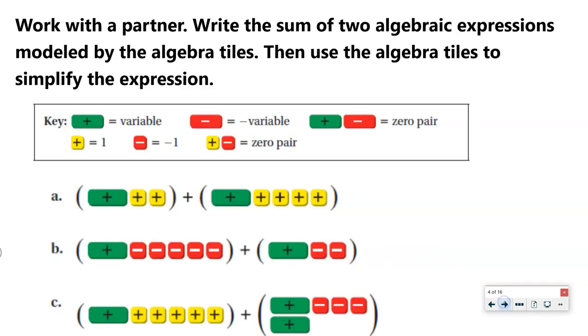All right, here we go. Moving forth. We're going to write the sum of 2 algebraic expressions modeled by algebra tiles, then use the algebra tiles to simplify the expression. Well, first we're going to write it. So what do we see here?